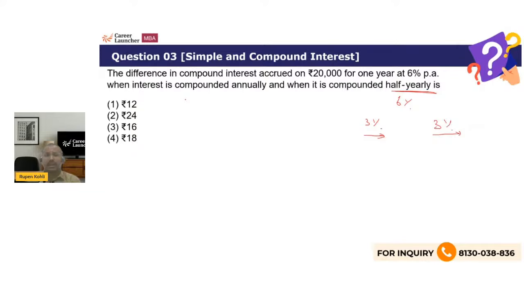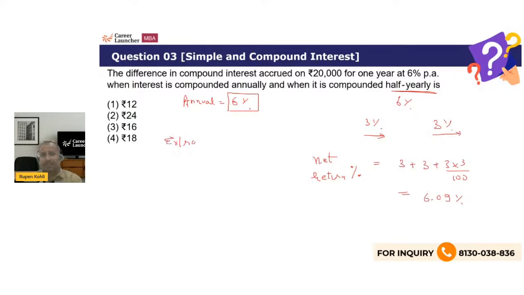Whereas your annual rate is simply 6%, when you do semi-annual compounding, the net return percentage that you get is the effect of 3 and 3% in succession. And therefore we can apply our successive percentage change formula over here: A plus B plus AB by 100, the very well known formula for successive percentage change. So 3 plus 3 plus 3 into 3 by 100 is the net percentage return, which is 6.09%.